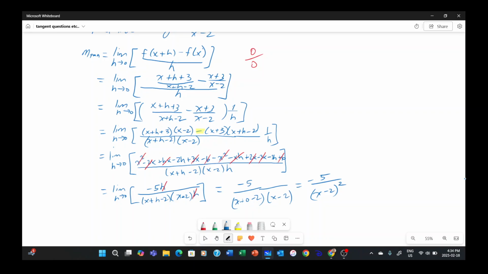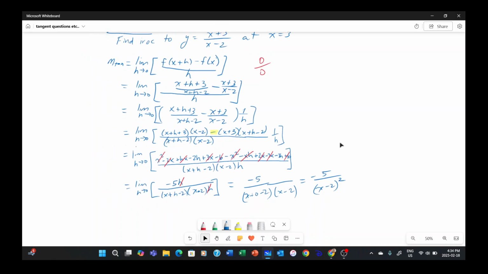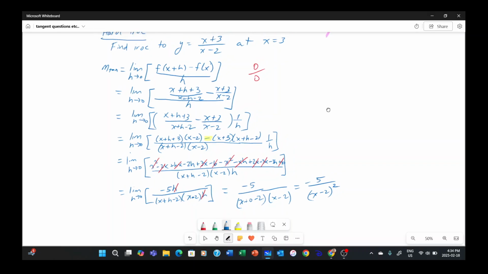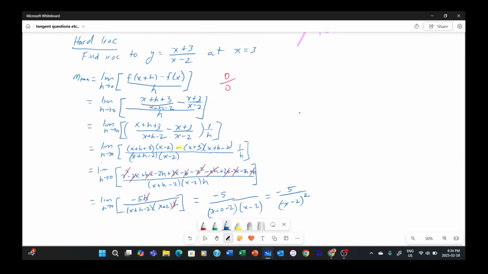And that is the IROC, or the m tan, to our function at every point. We want to know what it is at x equal to 3. At x equals 3, the IROC is, and all we have to do, since this is so powerful, is substitute in the value there. And 3 take away 2 is just 1. So that means it's dropping by 5 at that moment. So if we were to draw a picture of this and draw a tangent at 3, we would find that the slope of the tangent is -5.